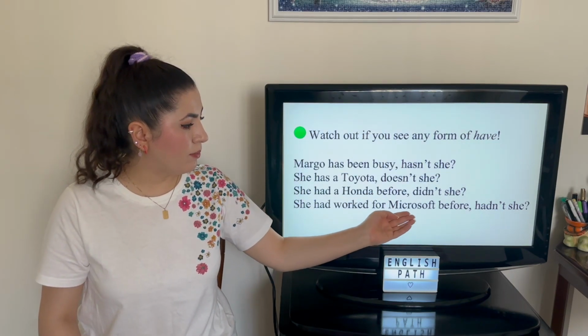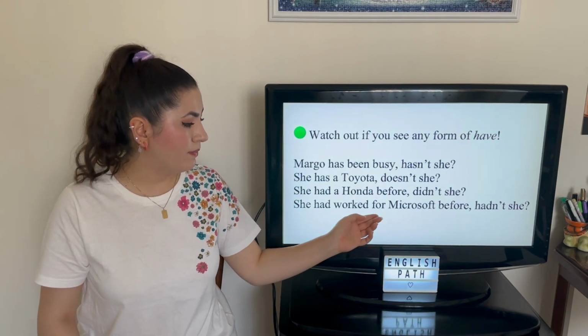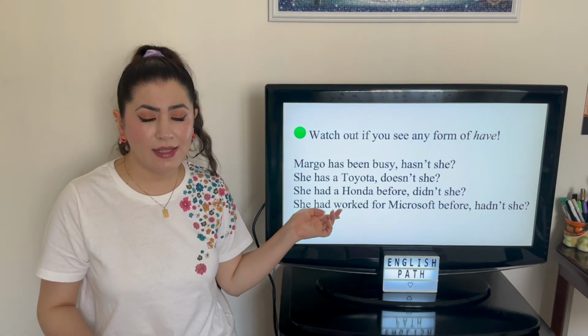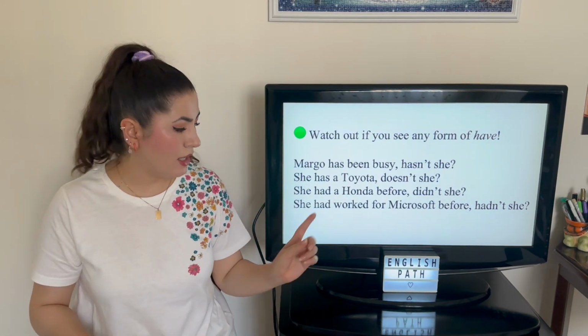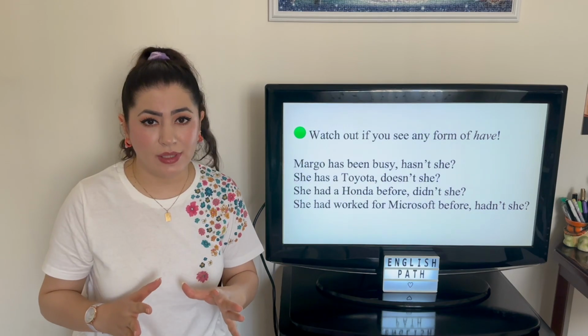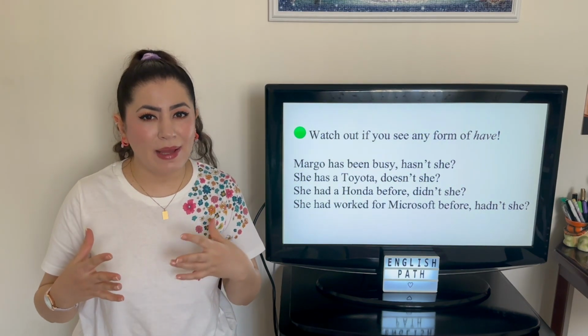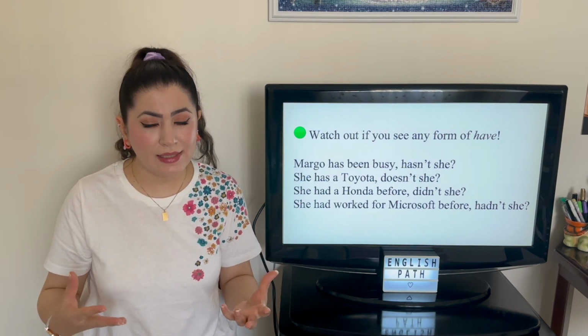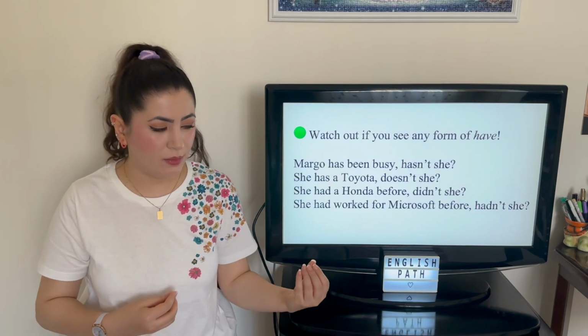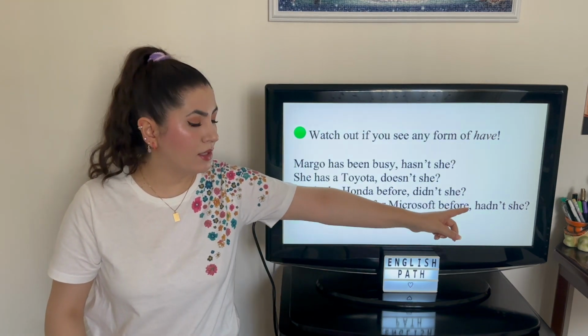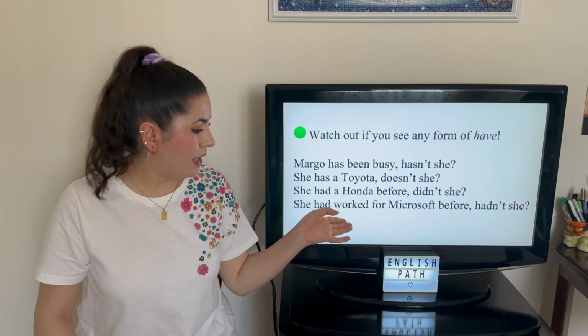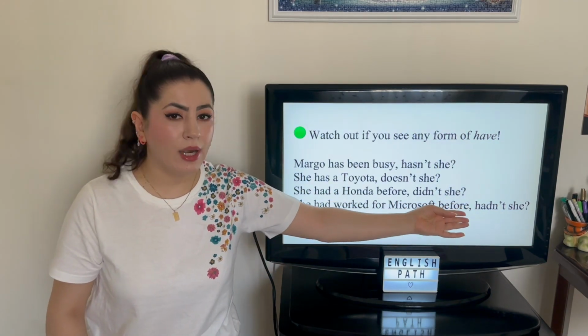She had worked for Microsoft before. Okay, here our sentence is in the past perfect tense. So had is an auxiliary. It's a helping verb because in the past perfect tense, the formula is had plus past participle. So you use the same auxiliary and reverse it in your tag. She had worked for Microsoft before, hadn't she?